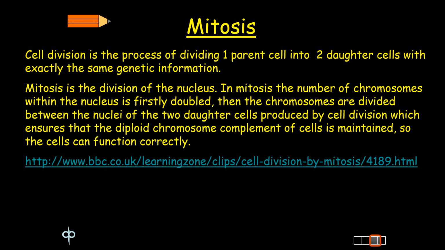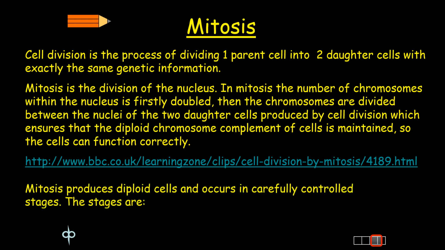It is important to watch the video link. You can pause this video and watch it, or you can go back to it at the end. Mitosis produces diploid cells and occurs in carefully controlled stages. So let's have a look at the stages in detail now.